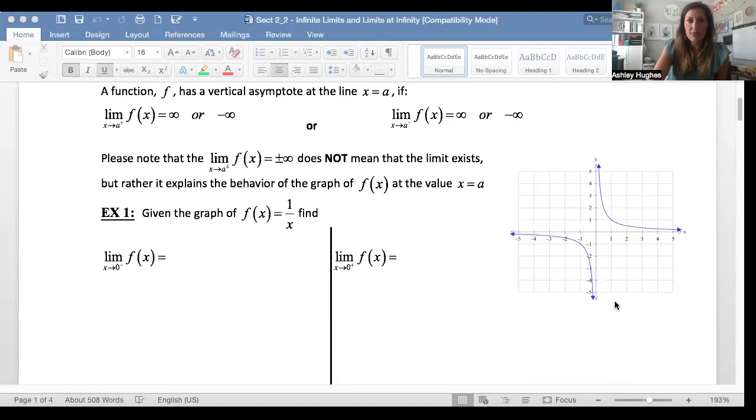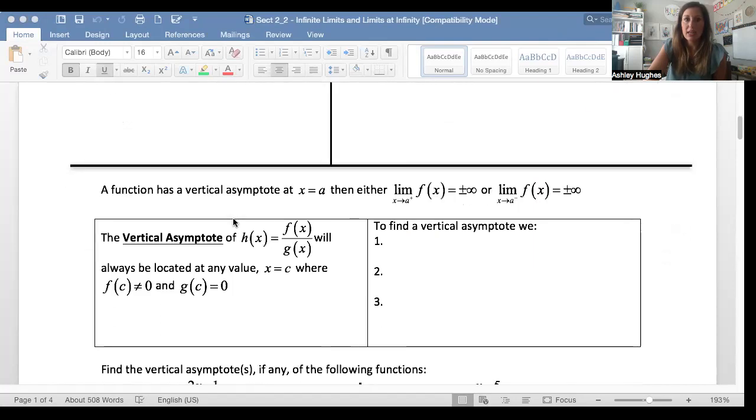For instance, the graph of 1 over x is, hopefully, a parent function you'll memorize. It looks like this. As x approaches 0, I'm on the graph close to 0. Where is my graph going? It's going up and up and up. So that's going to infinity. As I'm going to 0 from the right side, I'm going to positive infinity. As I'm going to 0 from the left side, I'm going down, down, down, so I'm going to negative infinity. So we can describe what's happening from either side.